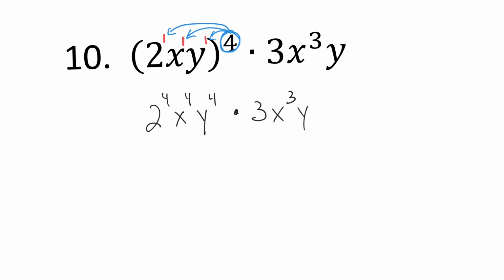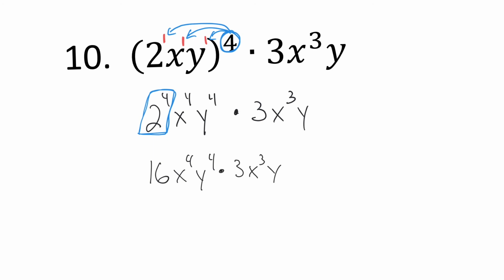But before you multiply, I can actually simplify this right here. 2 to the 4th power. You multiply 2 by itself 4 times. That's going to be 16. And then you have x to the 4th, y to the 4th, times the 3x cubed and the y.